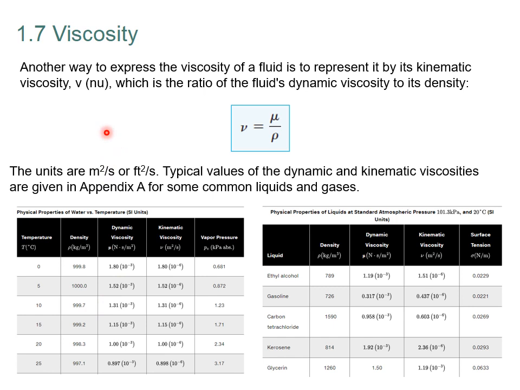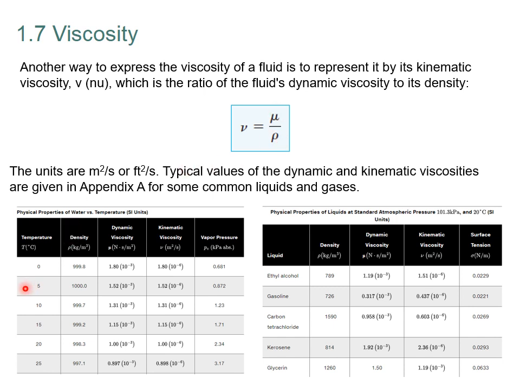Another way to express the viscosity of a fluid is the kinematic viscosity. This is a symbol that looks like a V, but it's a nu. And this is related to the density and to the viscosity. So remember, this mu is the dynamic viscosity, and rho is the density.